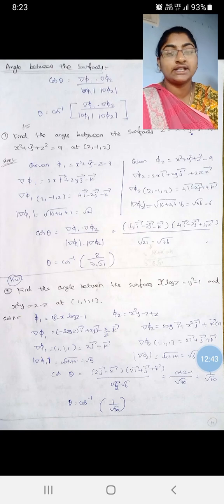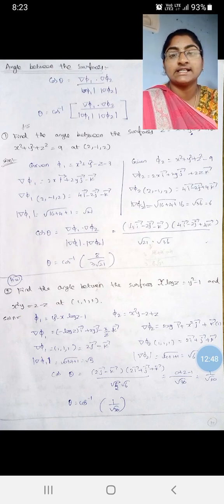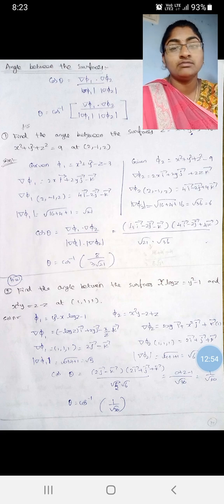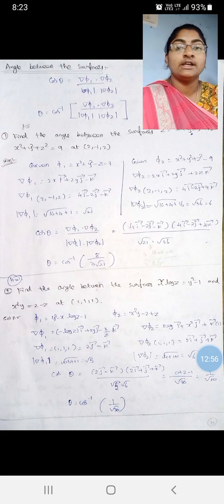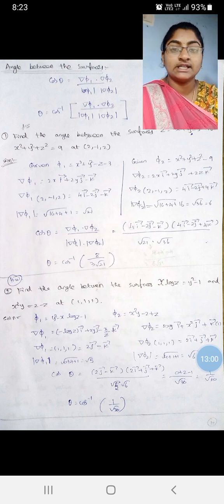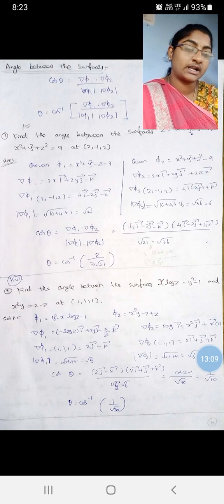So we are moving to the next topic, angle between the surfaces. That is theta is equal to cos inverse of del phi 1 dot del phi 2 divided by modulus del phi 1 into modulus del phi 2. Here in the question we will get two values of phi. So we take one as phi 1 and another as phi 2. Have to find the value for del phi 1 and del phi 2. Then we have to take the modulus for both del phi 1 and del phi 2.